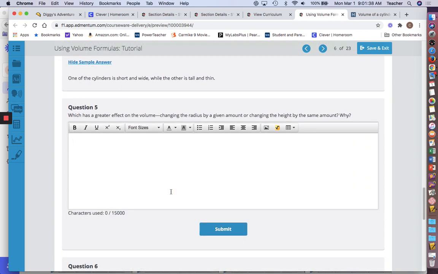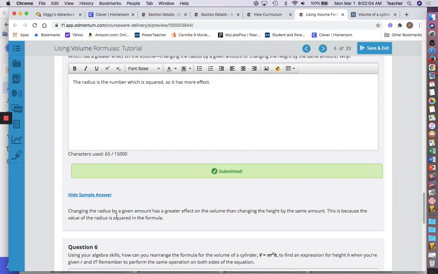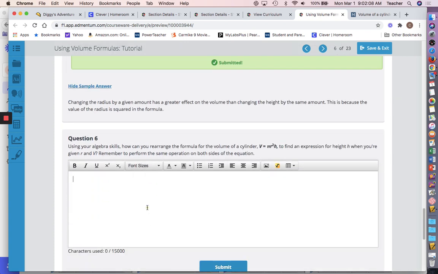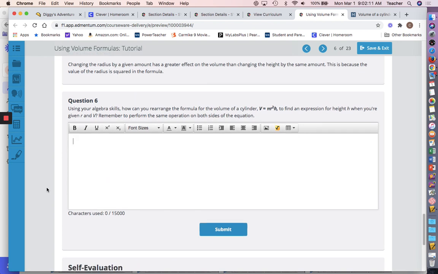Question 5. Which has the greater effect on the volume? Changing the radius by a given amount or changing the height by a given amount? Hands down the radius, because that's the number that's squared. Radius is the number which is squared, so it has more effect. Okay, they and I are thinking a lot alike.